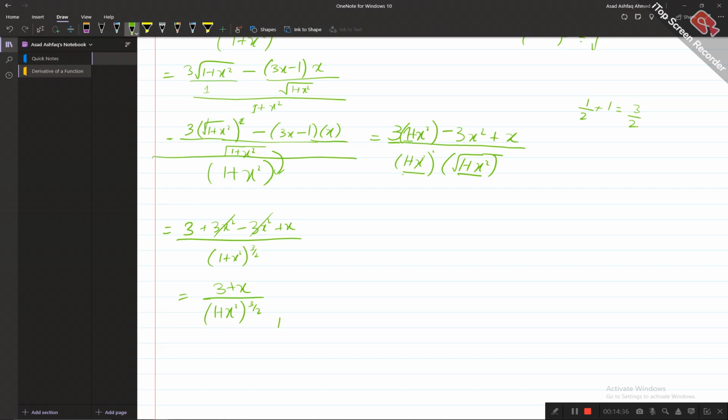This is our final answer, or you can write it with the denominator as this, but the most simplified form will be this. I hope you understand.